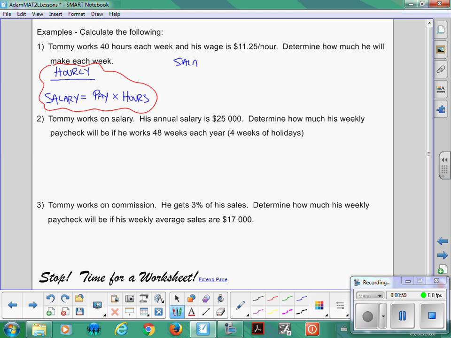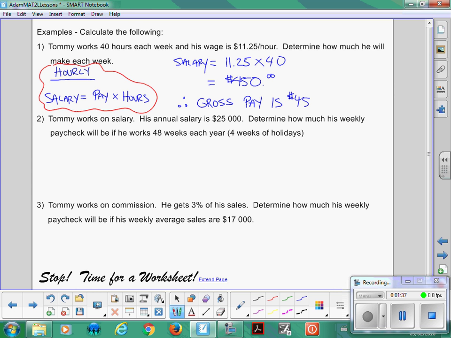So Tommy's salary or pay, he gets $11.25 per hour, and he worked a 40-hour week, so multiply that by 40. So we end up with 11.25 times 40. He made $450. Remember, this is before taxes, and we'll talk about that in the grade 11 and 12 course, because you don't actually take $450 home. But therefore, I'm going to say gross pay. Gross means before taxes. Gross pay is $450.